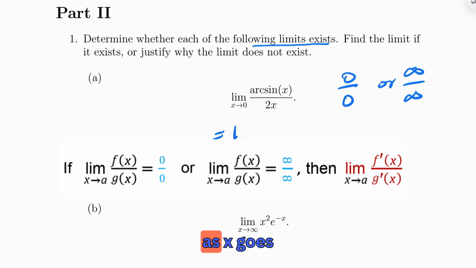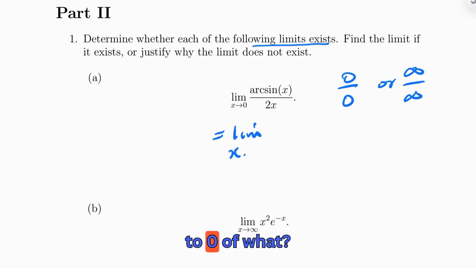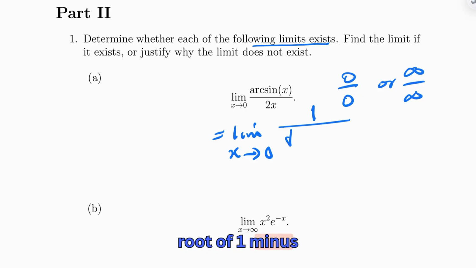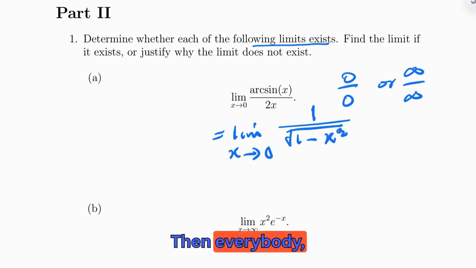be the limit as x goes to 0 of what? So the derivative of arcsine, from the derivative table, is 1 divided by the square root of 1 minus x squared, right? Then the derivative of 2x is just 2.